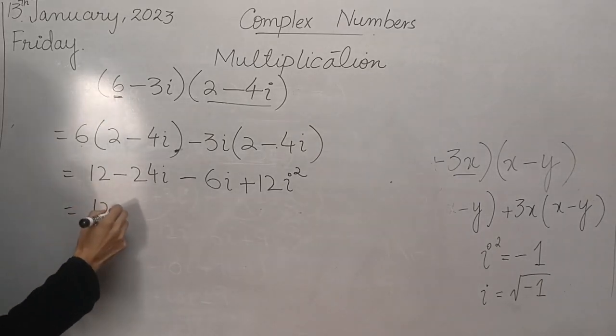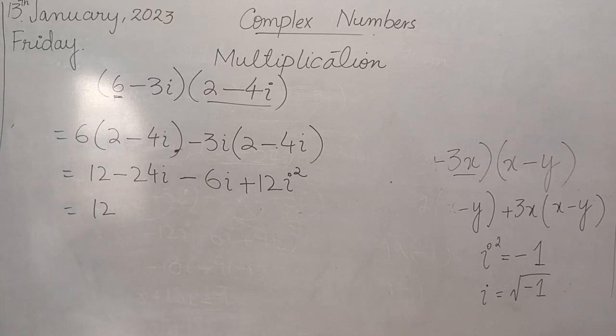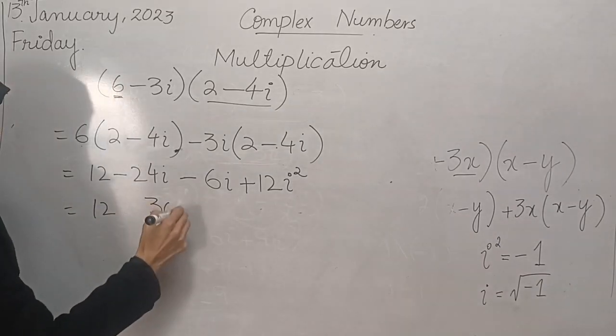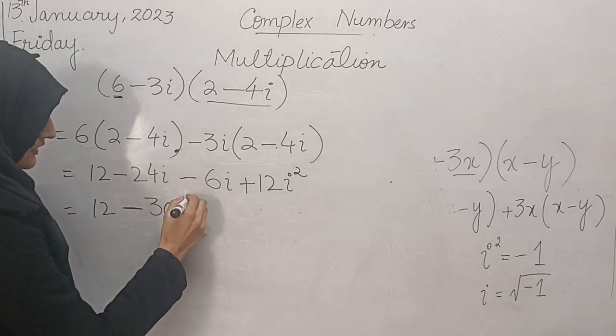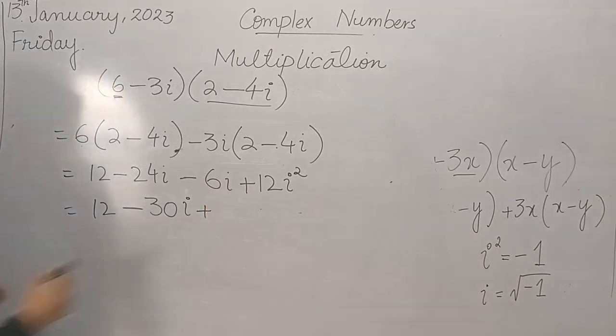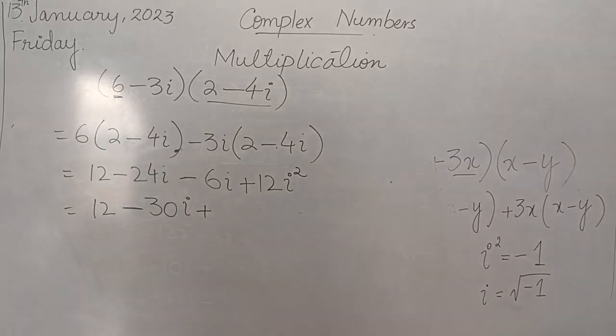Now, this is 12. These are two imaginary numbers which can be easily solved. Minus 24 and minus 6, minus minus is plus, 24 and 6 is 30. And the greater number has a negative sign, so we will put negative iota. Plus, what will we do with this 12 iota square? Is it an imaginary number? Yes, this is an imaginary number, but we can make it real by putting the value of iota square.